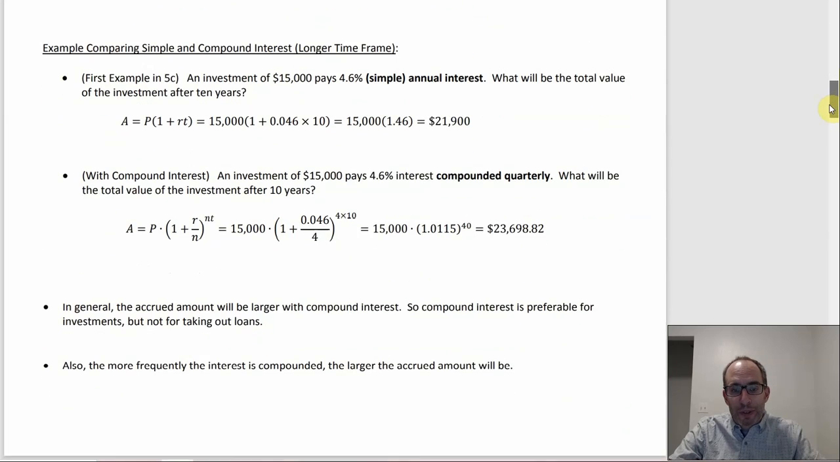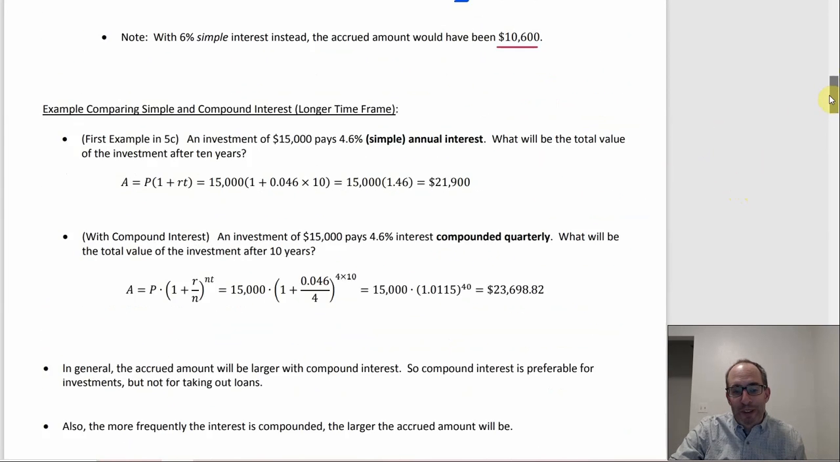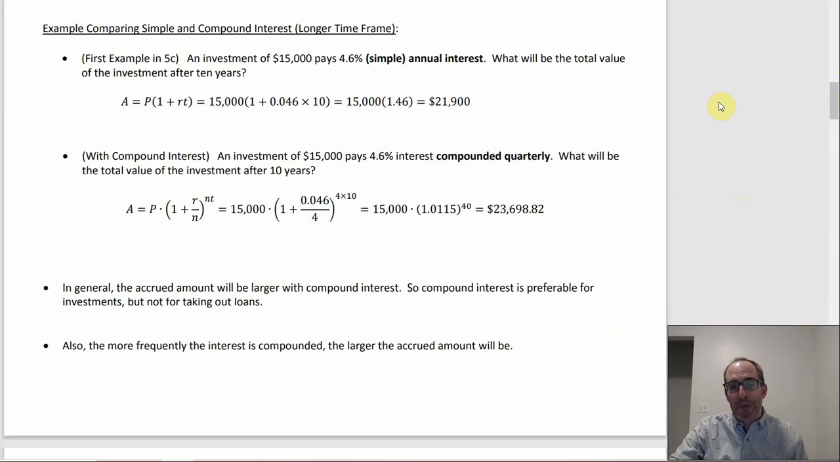All right. So I figured this wasn't the greatest example because it's a difference of $13.64. And you look at that, you go, yeah, that's bigger, but that's just a little bit bigger. Doesn't have to be. If I stretch out the amount of time, so this example from 5C, the first example right off the bat in the 5C notes. If you have an investment of $15,000 that pays 4.6% simple interest, what was the total value after 10 years? Well, we just subbed in, right? We just had to convert the 4.6% to decimal form. In the parentheses, that simplifies to 1.46. You multiply that by 15,000, you get 21,900, right?